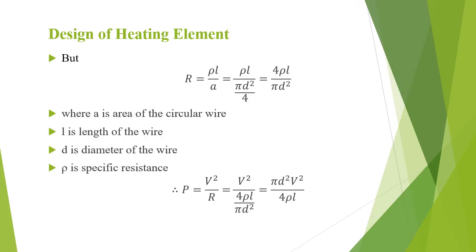We have the equation of resistance R, that is rho L by A, where rho is the specific resistance, L is the length of the wire, A is the area of the circular wire. Area of circular wire is pi d square by 4. Therefore, R is equal to rho L by pi d square by 4, that is 4 rho L by pi d square. Substituting the value of R in the equation of P, we get P equal to V square by 4 rho L by pi d square, that is pi d square V square by 4 rho L.